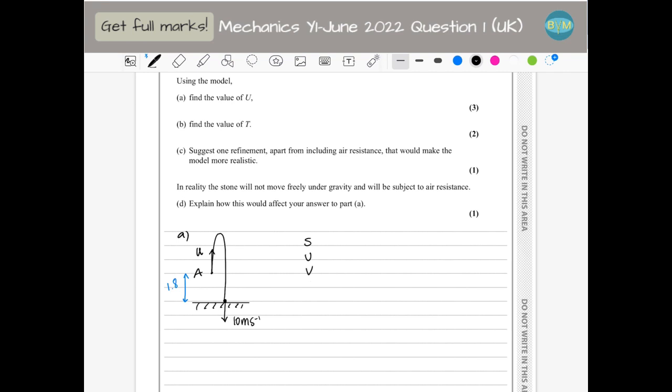So what we're going to do is to use SUVAT equations, and remember when we use SUVAT, my recommendation is that you write SUVAT and you write everything that you know. We are going to choose a positive direction. Let's say positive is up.